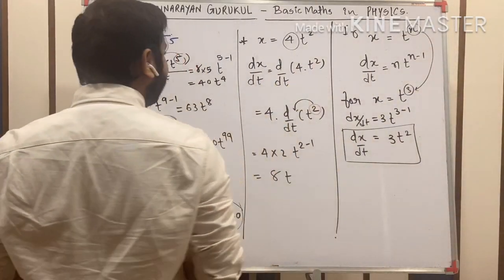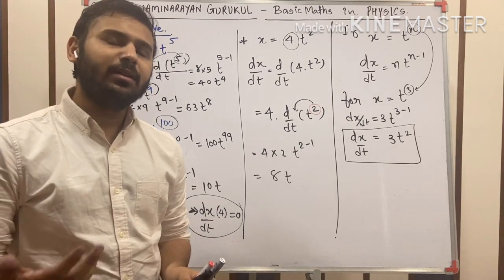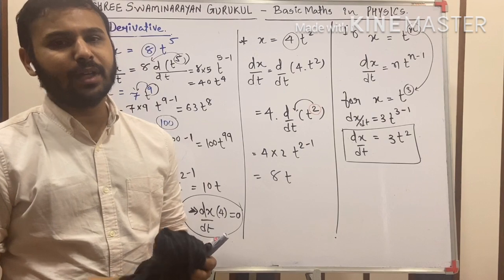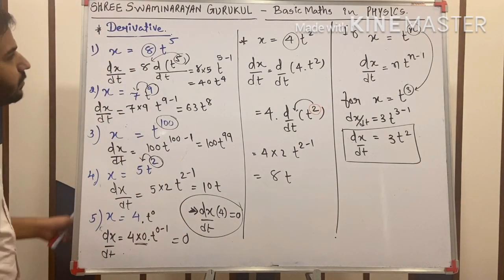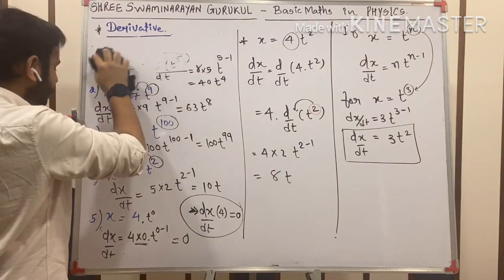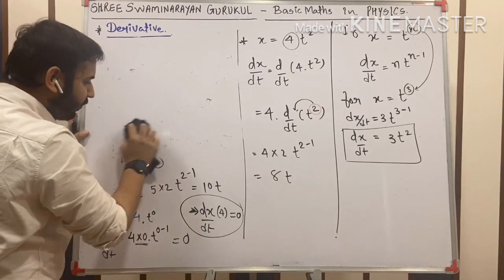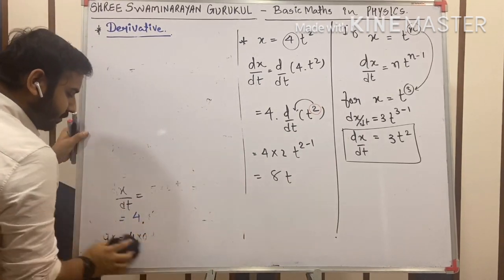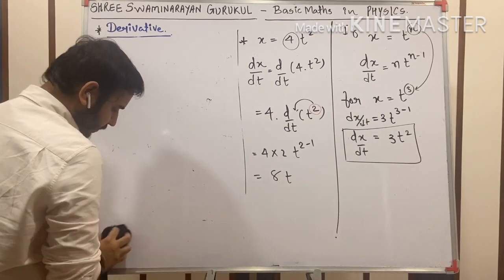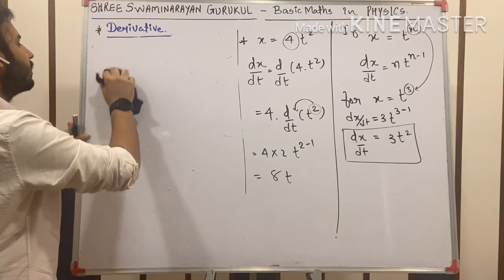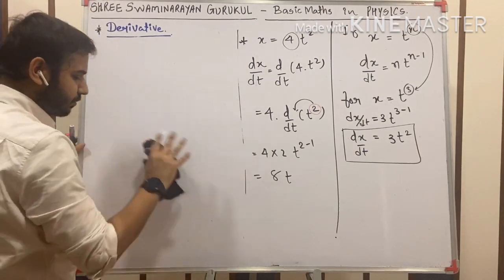Okay. I can explain this on the basis of a graph also, but I am going to explain that when we solve basic coordinate geometry. So here is your final formula for differentiation.